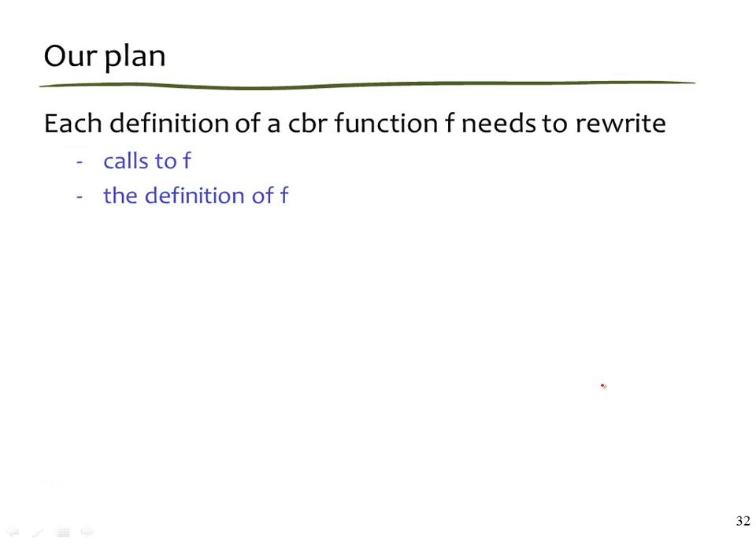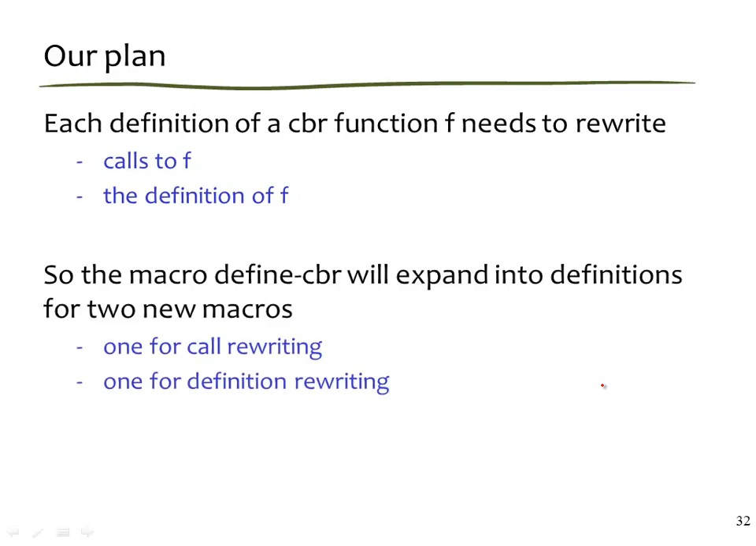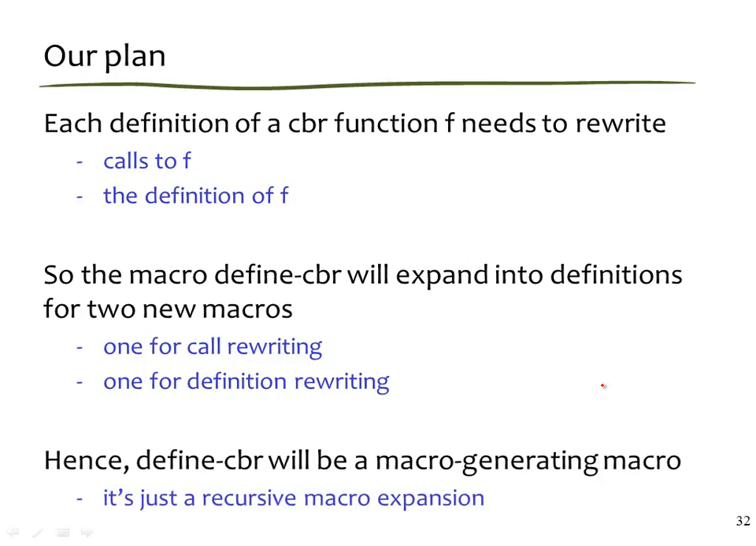So what we do, the macro for CBR, okay, needs to rewrite this and that. So what will the macro for CBR do? It needs to do two things, right? It's going to introduce two further macros recursively. Okay. So it will introduce one macro for call rewriting and one for definition rewriting of the definition. And those may further introduce other macros, but at the highest level, this is what happens. Okay. So it will be a macro generating macro. You know, nothing much to it. It's sort of a recursive macro expansion.